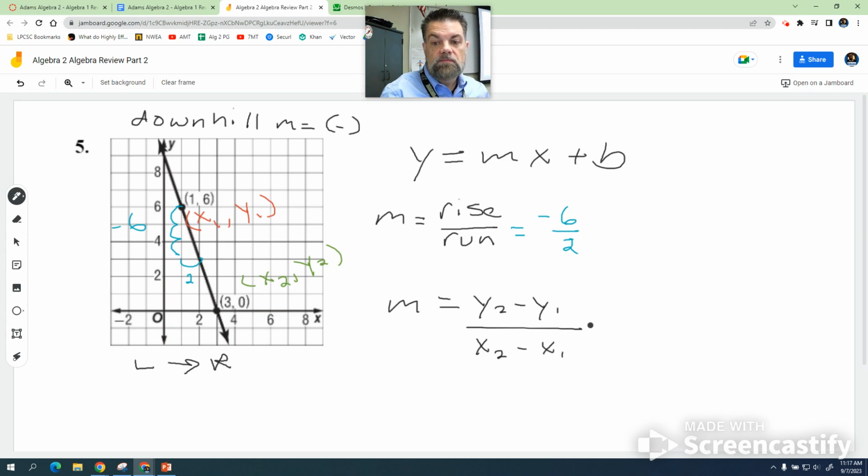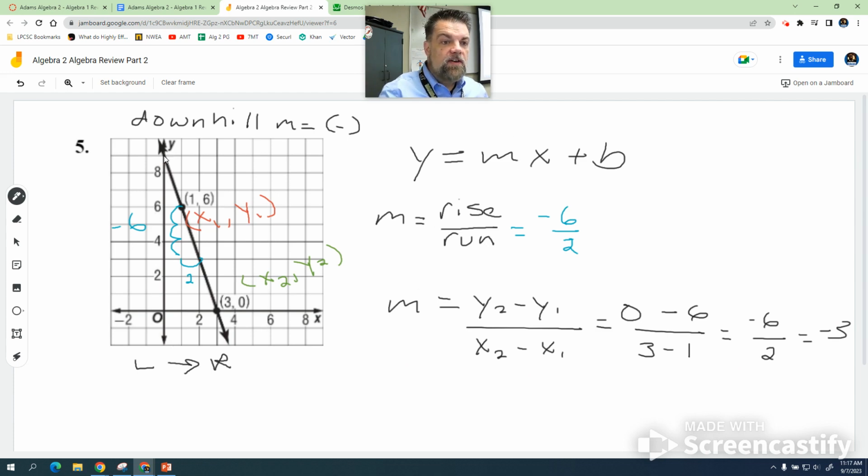Okay? So what's y sub 2? 0 minus y sub 1, which is 6. Okay, that's looking pretty promising. What's x sub 2? 3 minus x sub 1, which is 1. So I end up with -6 over 2, and that reduces down to -3. So I know that the slope is -3.